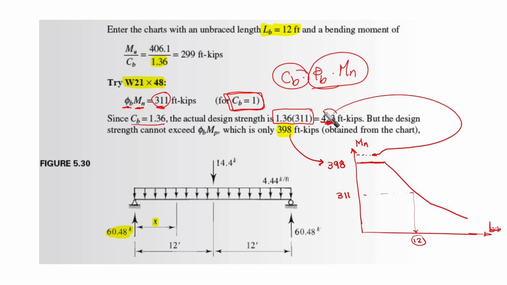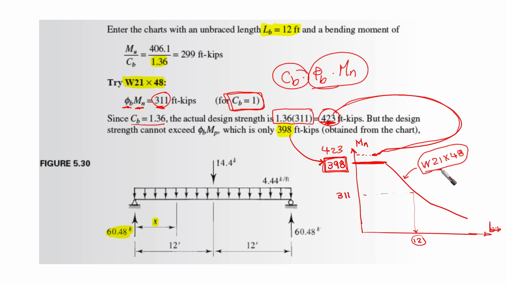It gives us 423 foot-kips. But if you look at the curve related to the wide flange W21 by 48, we're going to find that this curve ends at a moment equal to 398. So based on the Cb, our design strength is going to reach 423, which is higher than the plastic moment because this shape is compact.